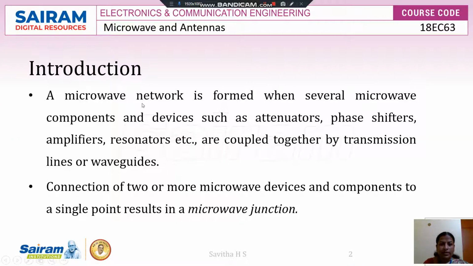Coming to the introduction, a microwave network is formed when several microwave components and devices such as attenuators, phase shifters, amplifiers and resonators etc. are coupled together by transmission lines or waveguides. The connection of two or more microwave devices and components forms a junction. Here we are studying Z and Y parameters, and multiport networks also, in this module.